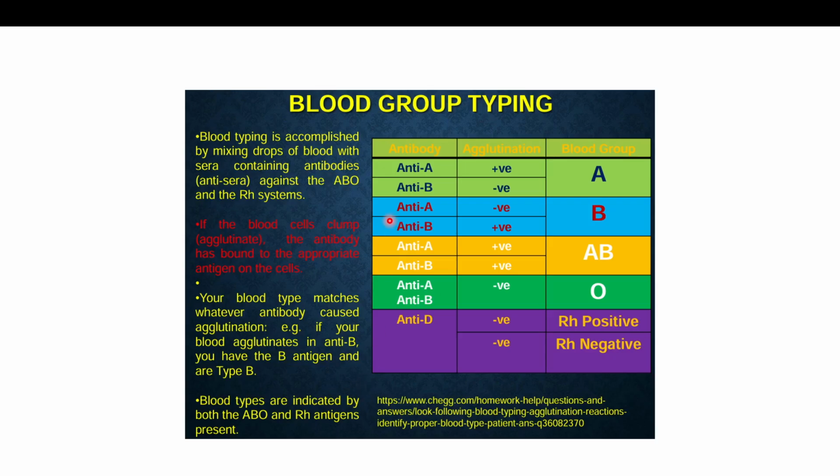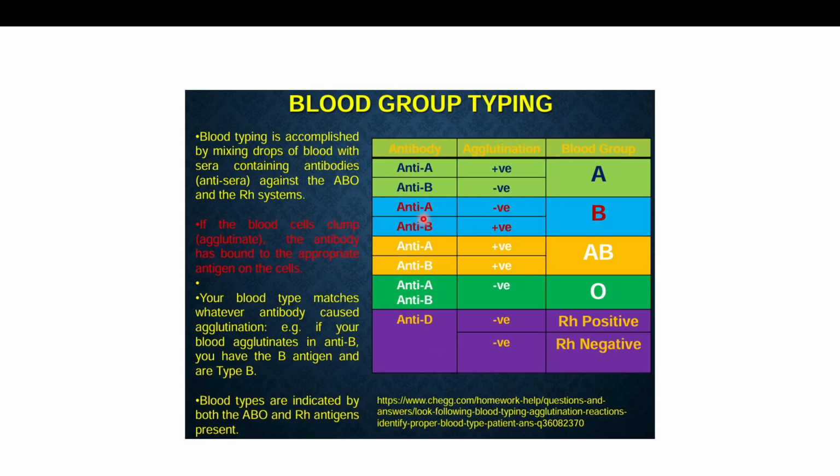So, if we talk about blood group typing, blood typing is accomplished by mixing drops of blood with sera containing antibodies against the ABO and the RH systems. Now, if the blood cells clump, the antibody has bound to the appropriate antigen on the cells, and the blood type matches whatever antibody caused agglutination. So, if our blood agglutinates in anti-B tube, then we have the B antigen and we have blood group type B. And blood types are indicated by both the ABO and RH antigens present.